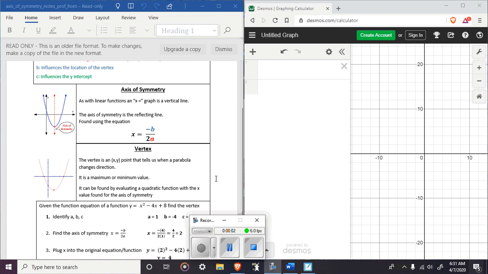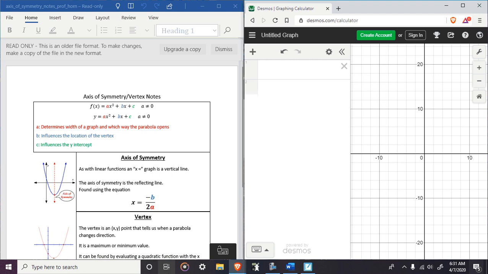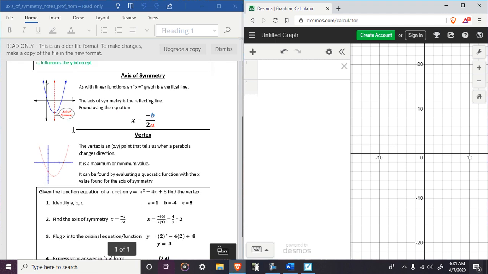Good morning. I want to go over today how you guys are going to find the axis of symmetry and the vertex of a parabola, of a quadratic function. So just a quick review of what we talked about yesterday.